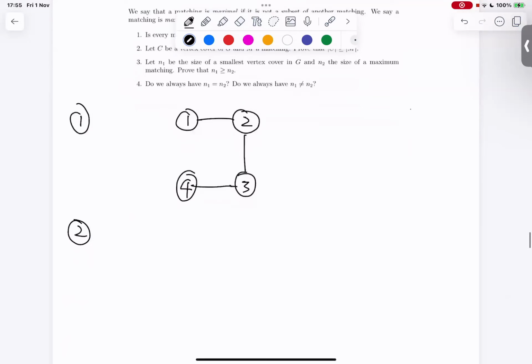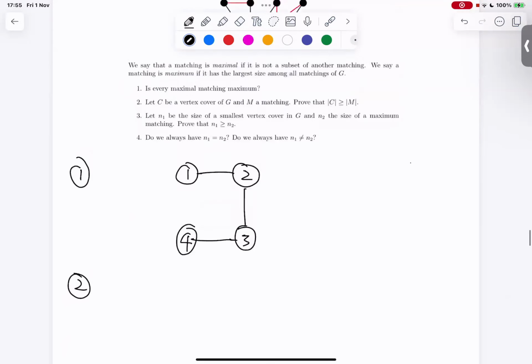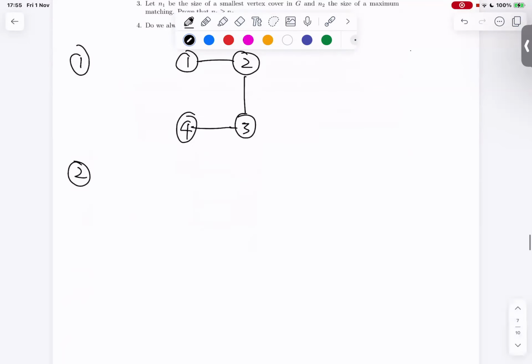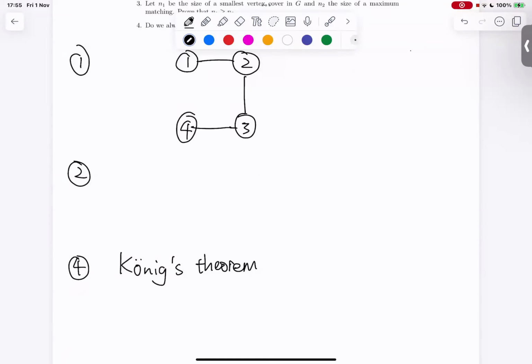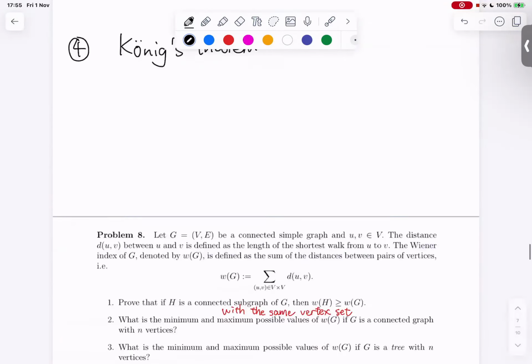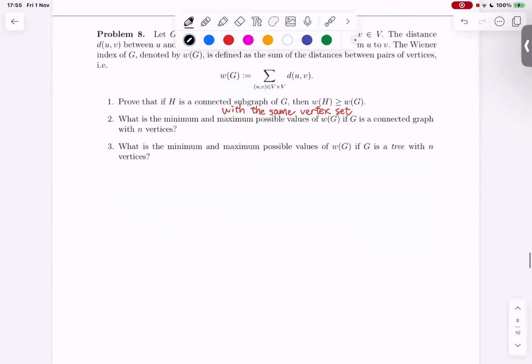And for this part 4, we actually have it covered in lecture 18. You can see it for Hall's theorem. So it is in lecture 18. I will refer you to the lecture notes.